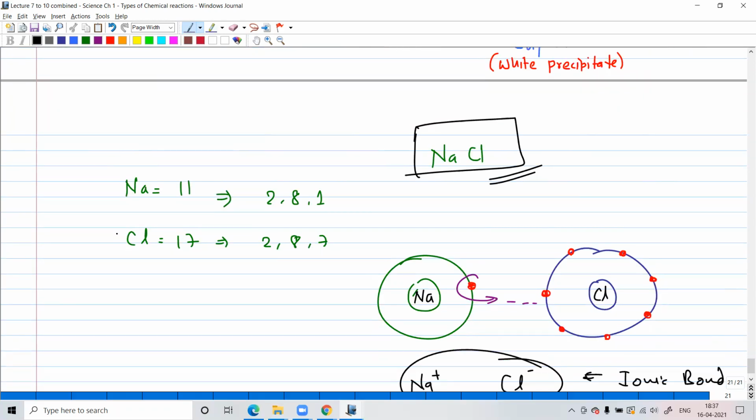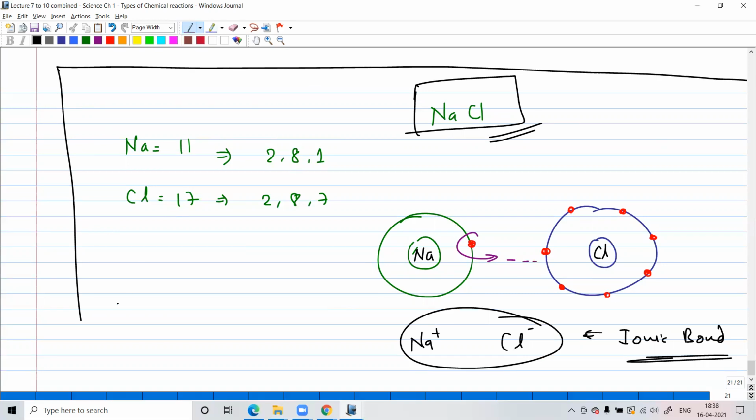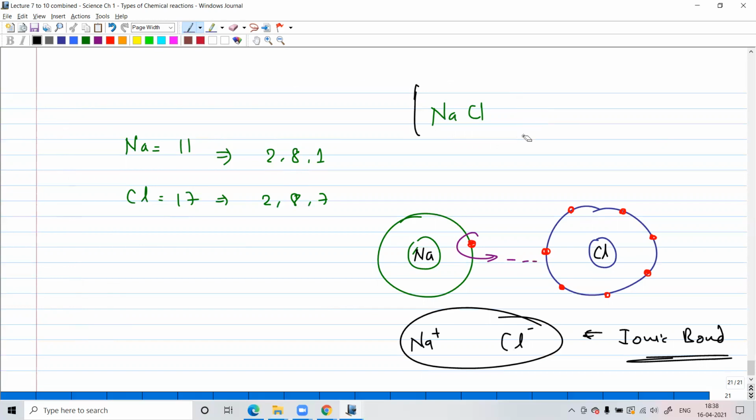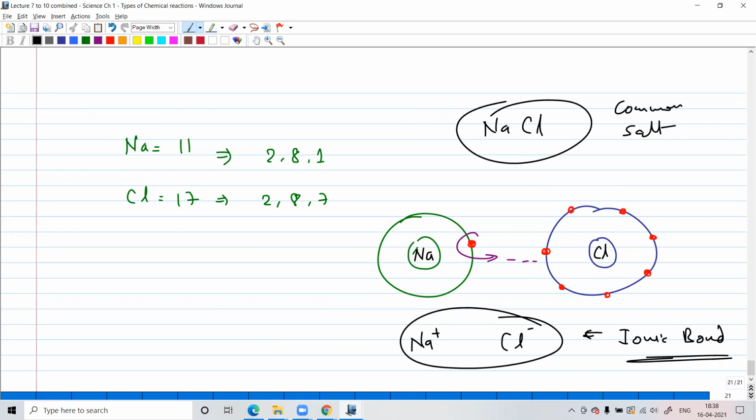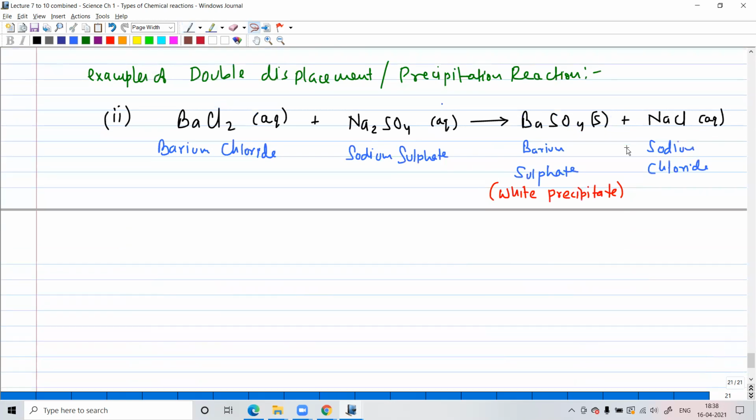So what should I do? Should I keep this over here? Delete it. You can delete it, sir. Anyone needs this? I think I had explained this earlier also. If somebody needs it, you can take a screenshot of this one. I don't want to keep it over here because it will confuse you from the topic which I'm doing right now. It's slightly different. This is how the bond is formed between Na and Cl, sodium chloride, the common salt. Okay, so this was your second example.